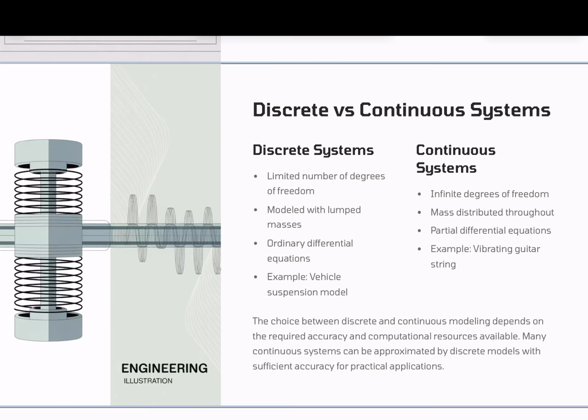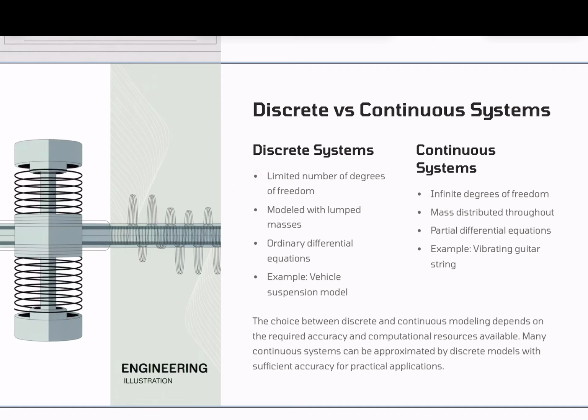Okay, now we understand the degrees of freedom. Let's look at important categories of systems: discrete systems and continuous systems. Okay. A discrete system has a limited number of degrees of freedom, so that we can describe the motion with just a few coordinates. Okay, limited number of degrees of freedom.